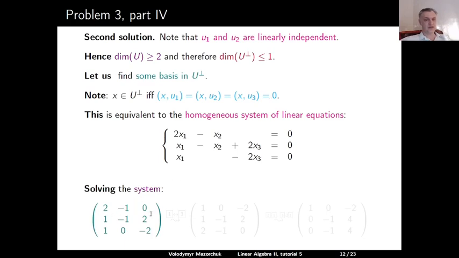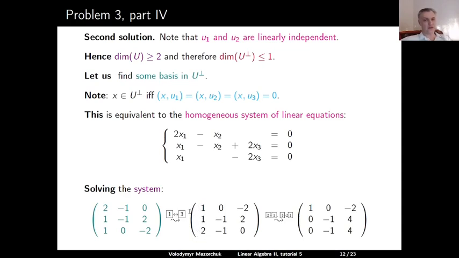So let us solve the system. We write the matrix of the system, (2, -1, 0), (1, -1, 2), (1, 0, -2), and we reduce it to a row echelon form using Gauss elimination. So first we have this 1. Let's swap rows 1 and 3 in order to get 1 in the position (1, 1). So row 3 becomes row 1, row 2 remains the same, and row 1 becomes row 3. Now we use this 1 to eliminate everything else in the first column.